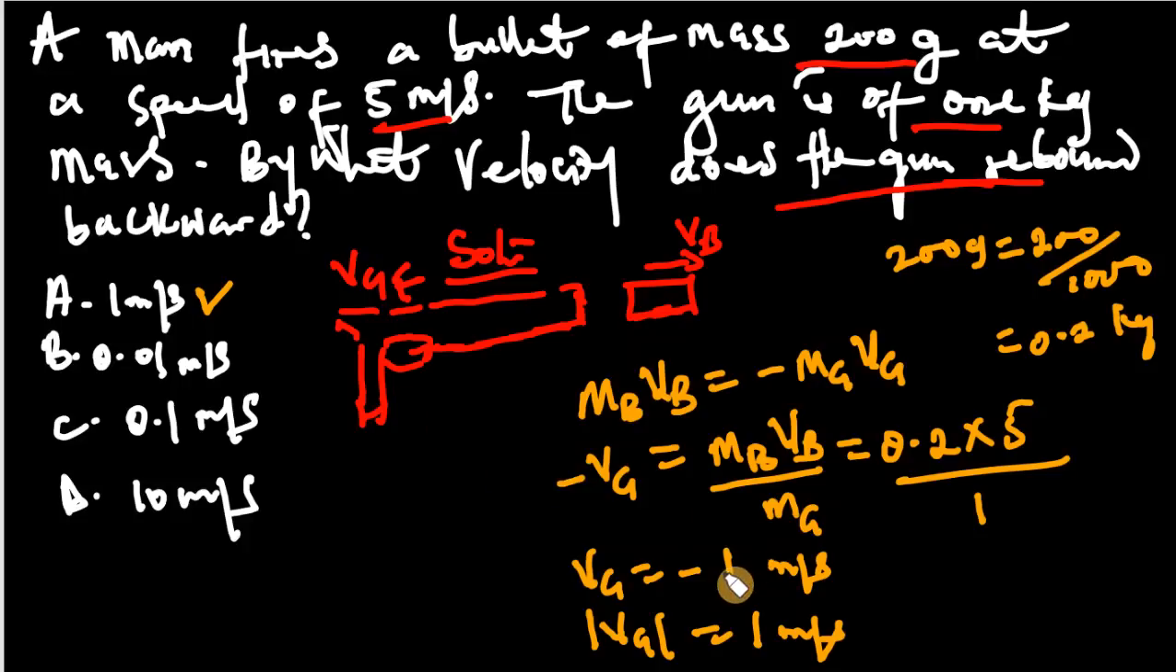You see that we have a minus here, showing that the velocity of the gun is opposite to that of the bullet. This shows the direction, velocity being a vector. So the magnitude of this velocity, which is the recoil velocity of the gun, is given as 1 meter per second.